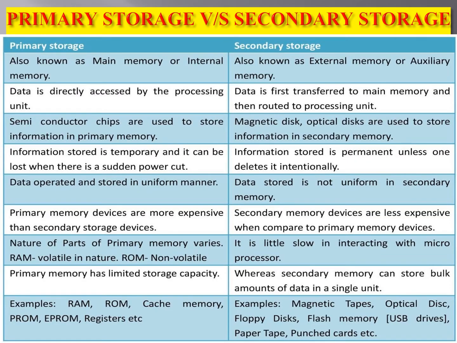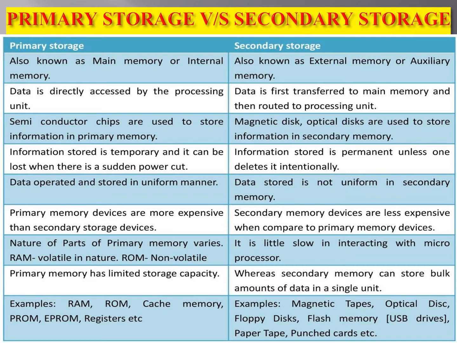Primary storage versus secondary storage. Primary storage is also known as main memory or internal memory. Secondary memory is also known as external memory or auxiliary memory. Primary storage data is directly accessed by the processing unit. In secondary storage, data is first transferred to main memory and then routed to the processing unit. In primary storage, semiconductor chips are used to store information. In secondary memory, magnetic disks and optical disks are used to store information.